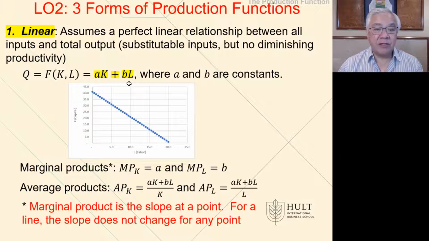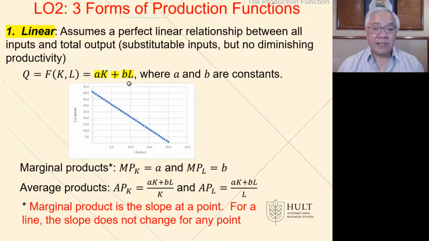In this case, the marginal product is quite straightforward. For the marginal product of capital, it's simply the coefficient in front of capital. It's alpha. In the case of the marginal product of labor, it is the coefficient in front of the factor for L, which is B.